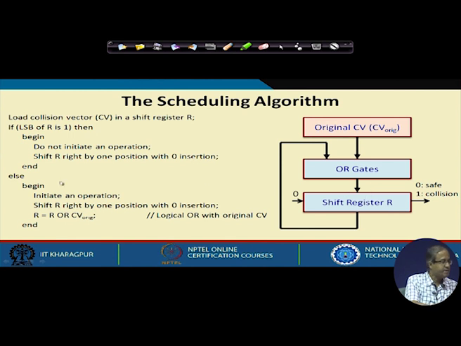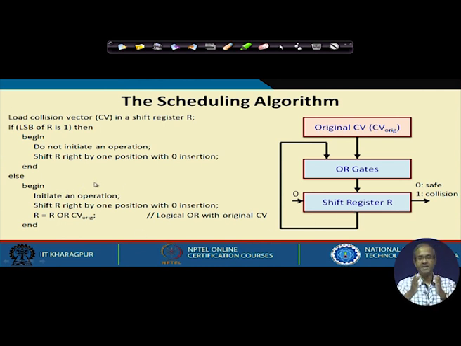Here you see, we initiate an operation if the bit is 0, then we shift it right and OR it with the collision vector. Whatever the shifted value is, we OR it with the collision vector and load it back into the shift register, and this process we repeat.